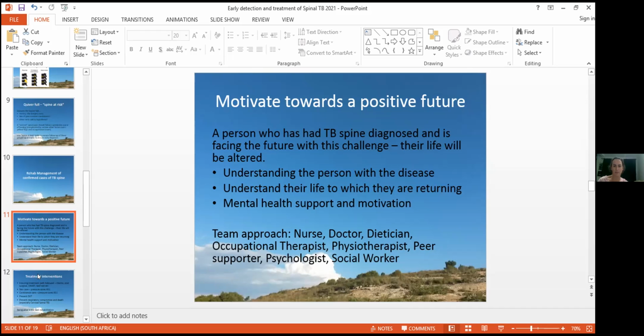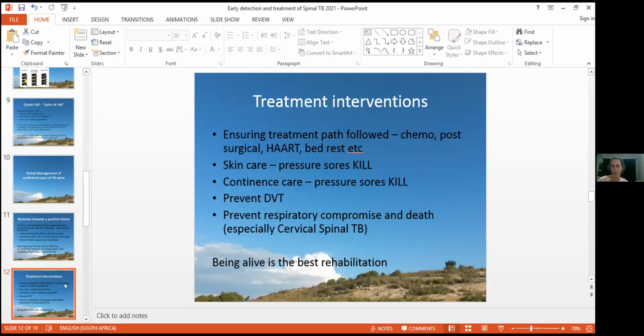Treatment interventions, I wrote at the bottom: being alive is the best rehabilitation. There's no point in having the best elbow flexion you can get if you're dead because you didn't follow all of your treatment. So make sure the treatment path is followed.